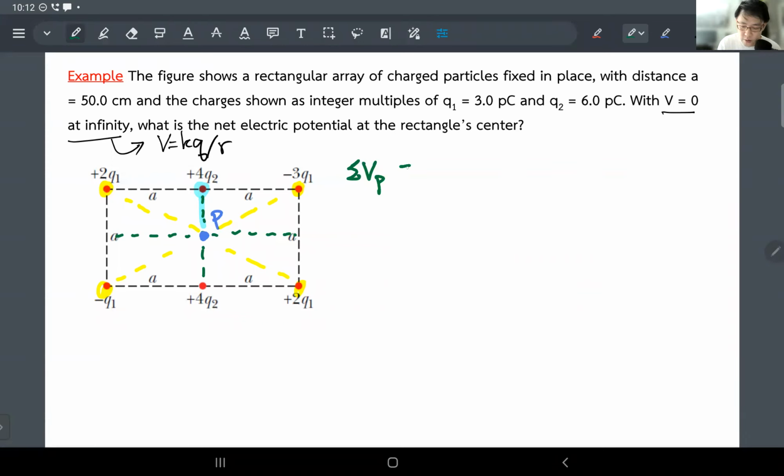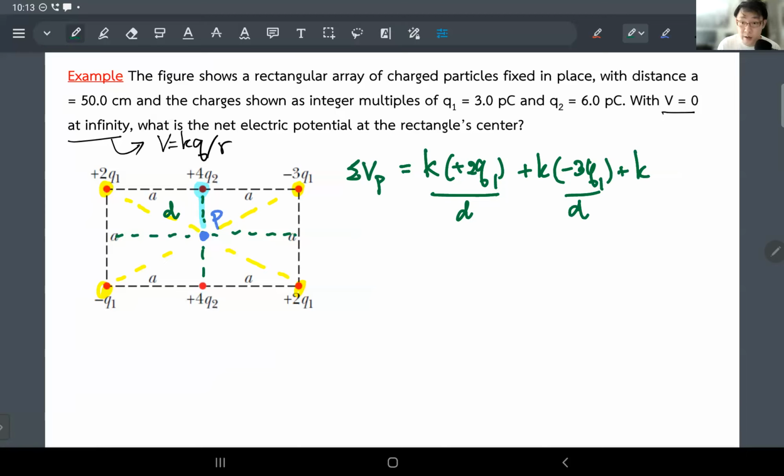It's going to be equal to, starting from the upper left corner, K times the charge generating the potential, divided by the diagonal. Let me call that diagonal length D for now. You can calculate D from the Pythagorean theorem. That's no big deal. Okay. And then we move on to the one on the upper right corner, so plus K times negative 3Q1 over D as well. Plus K. Now you can do the lower left corner.